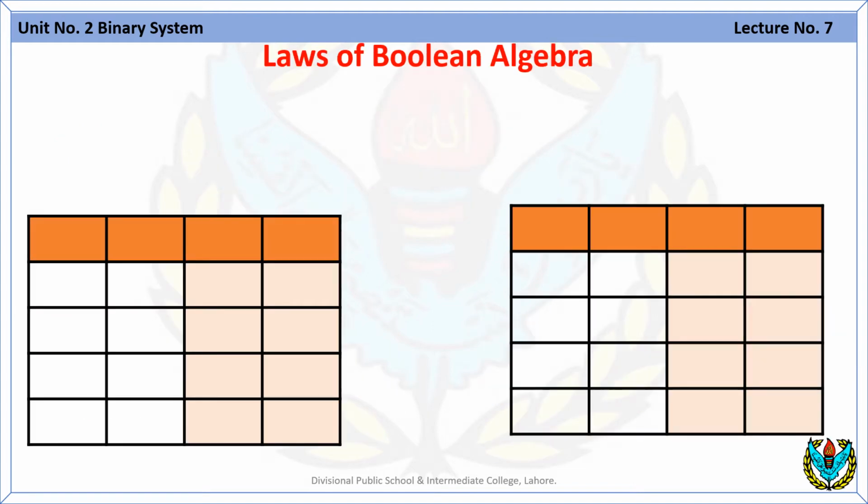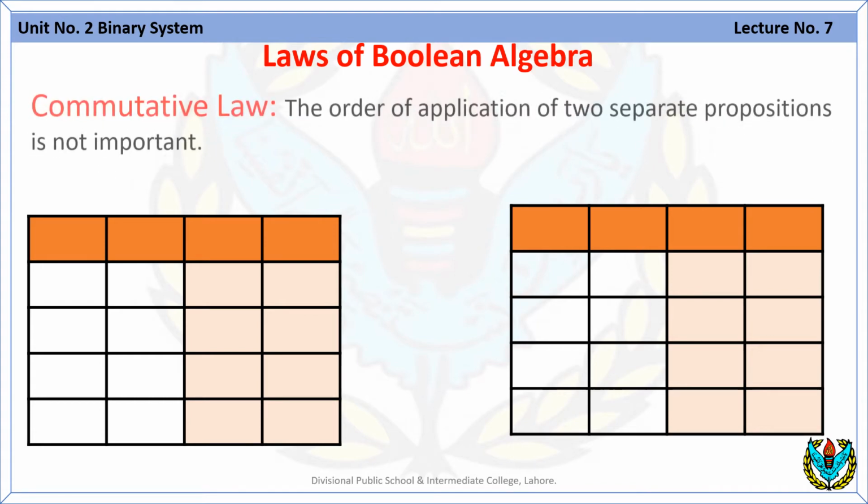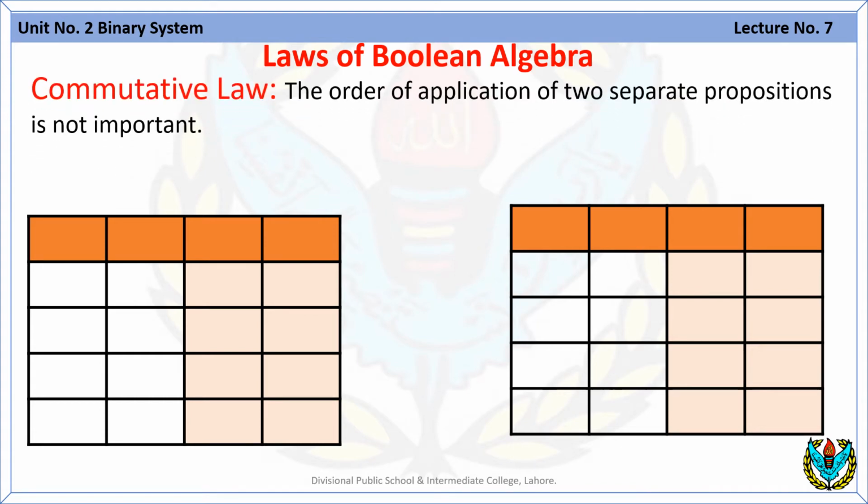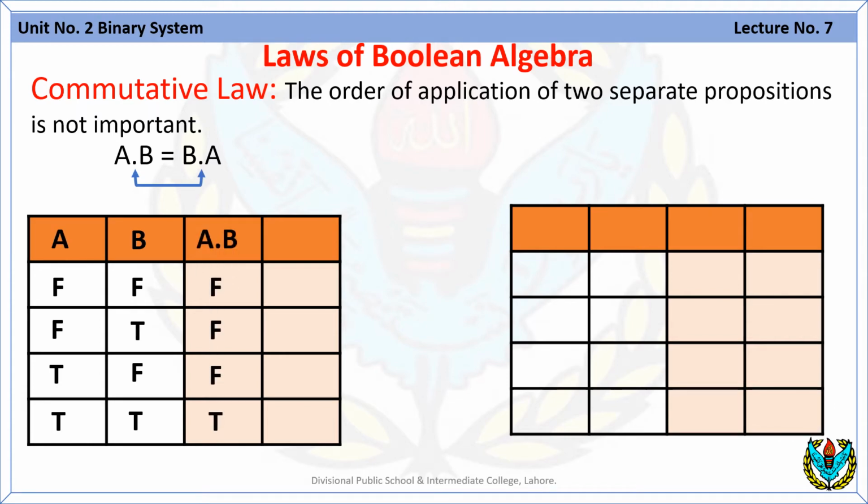Laws of Boolean algebra. The first law is the commutative law. The commutative law states that the order of application of two separate propositions is not important. So the order in which two variables A and B are used with the AND operator makes no difference. We can use a truth table of two variables to verify this law. As we see, there is no difference, and the truth values are the same in each row.